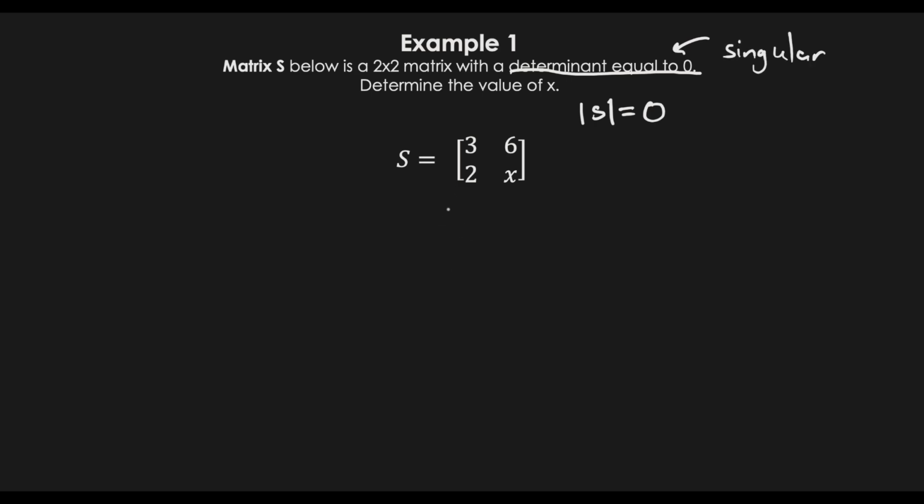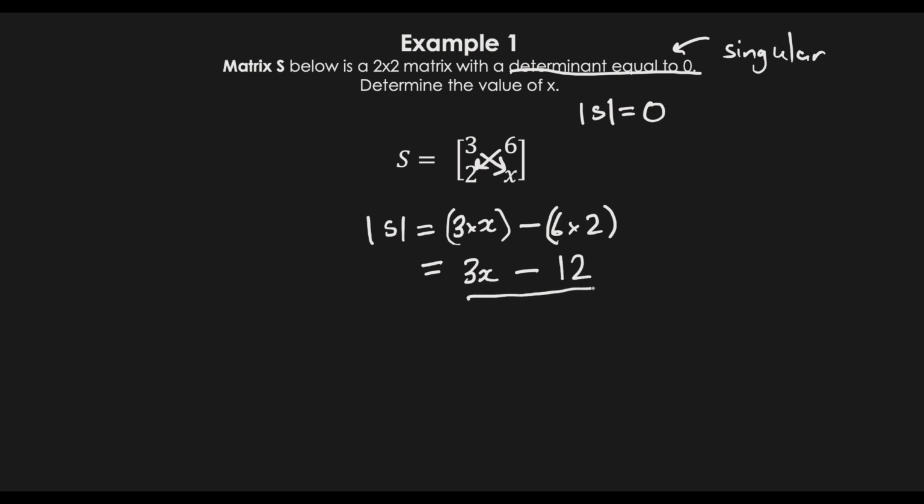Now, remember what we said about the determinant? We do the crisscross, so 3 times x take away 6 times 2. So the determinant of S would be equal to 3 times x. Remember our brackets, minus 6 times 2. We explored the importance of the brackets in our previous video. Make sure you check it out. It's very important. So 3 times x is 3x minus 6 times 2, which is 12.